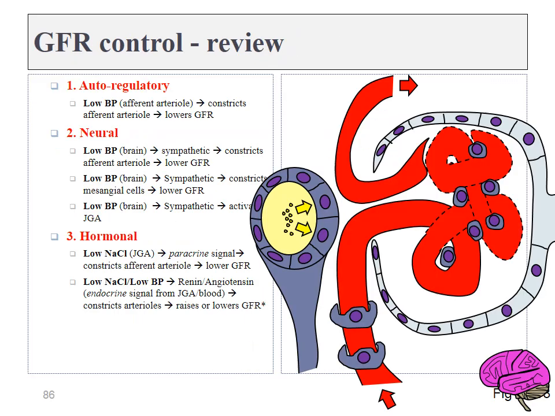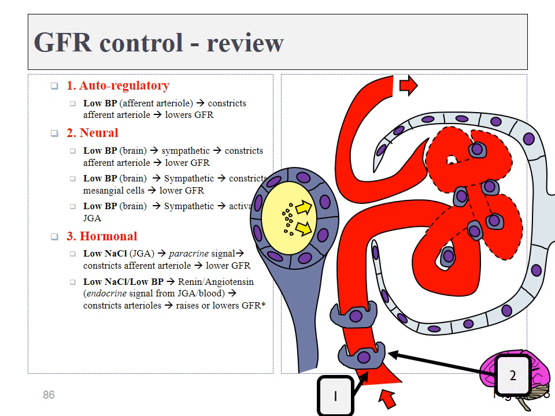Let me review the regulation of GFR. First off was the autoregulatory mechanism, meaning the mechanism that occurred in the kidneys themselves. The JGA can detect changes in blood pressure occurring in the afferent arteriole, which will lead to vasoconstriction or vasodilation of the afferent arteriole. A drop in blood pressure would lead to constriction of the afferent arteriole, and that would reduce GFR, helping to keep blood pressure higher, whereas increased blood pressure would lead to vasodilation of the afferent arteriole, which would increase GFR, which should lead to a drop in blood pressure.